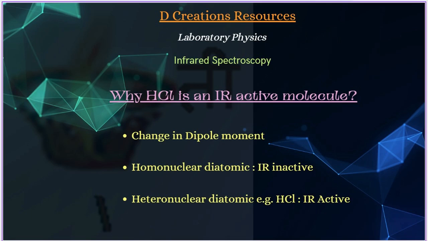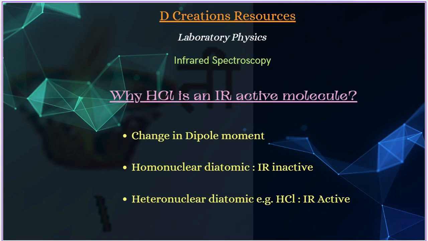Especially the homonuclear diatomic molecules do not absorb infrared radiation. When I say homonuclear diatomic molecules, that means there are two identical atoms, for example N triple bond N or O double bond O. These do not possess infrared spectra because they are symmetric in nature. So if you want to determine the amount of nitrogen or oxygen in ambient air, there's no point in using infrared spectroscopy there.